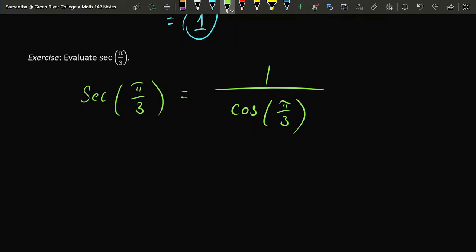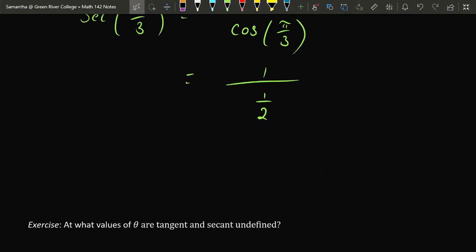So cosine of pi over 3, or cosine of 60 degrees, is equivalent to 1/2. So secant would be equal to the reciprocal, 1 divided by 1/2. If I flip 1/2 upside down, I just get the number 2. Secant is equal to 2.